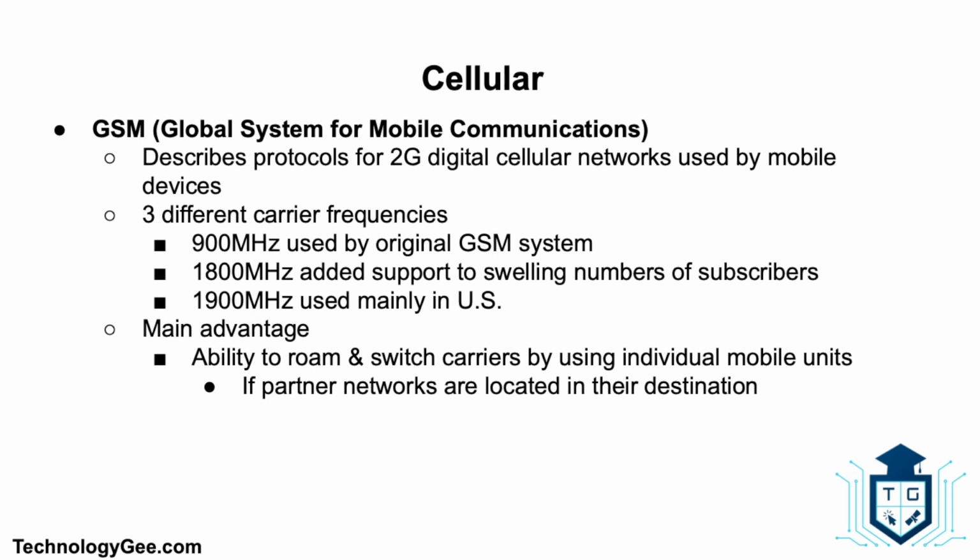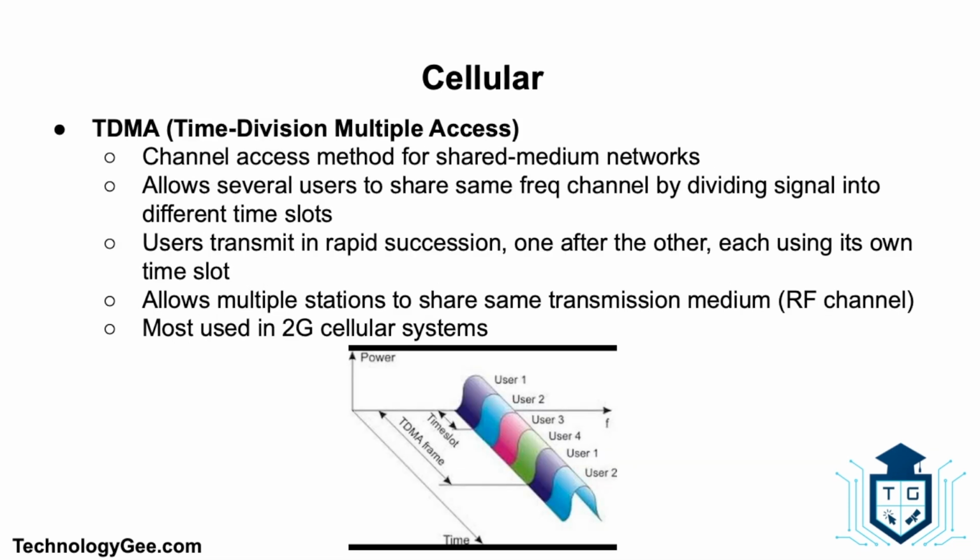And one of the main advantages of the GSM standard is the ability to roam and switch carriers by using individual mobile units if partner units are located in their destination. Next, we have TDMA, or Time Division Multiple Access. TDMA is a channel access method for shared medium networks. It allows several users to share the same frequency channel by dividing the signal into different time slots.